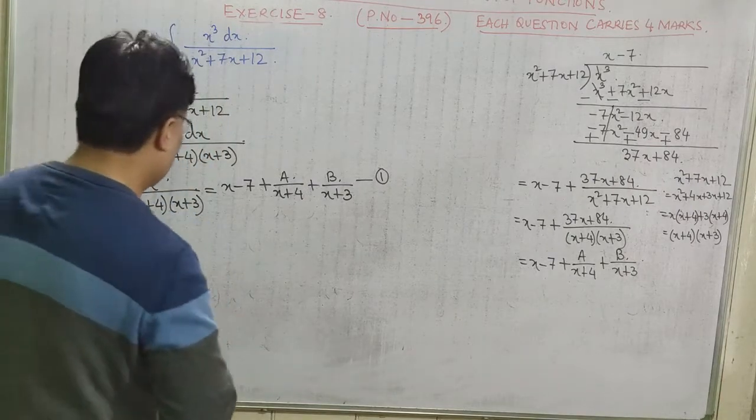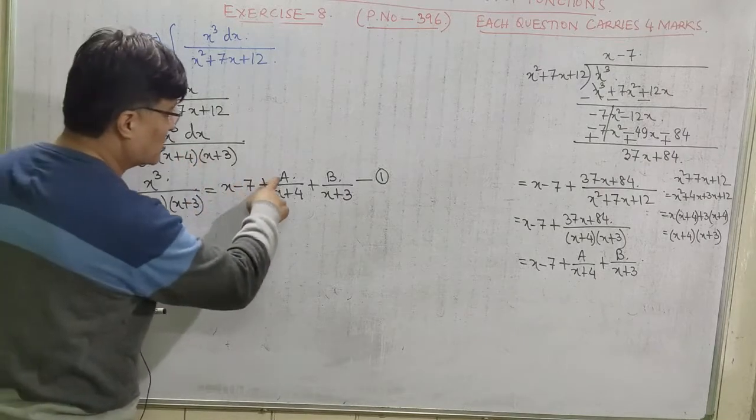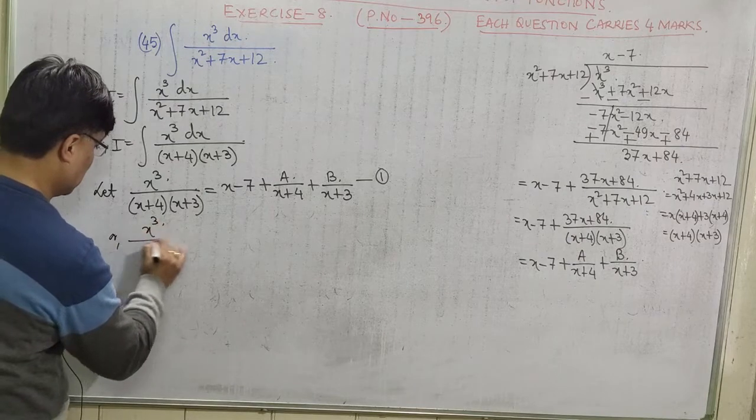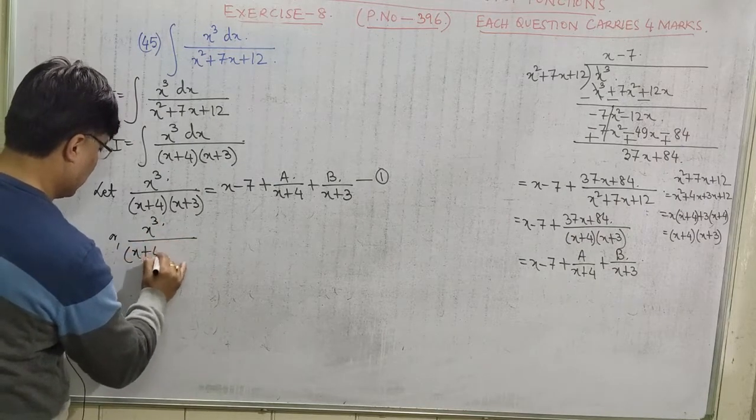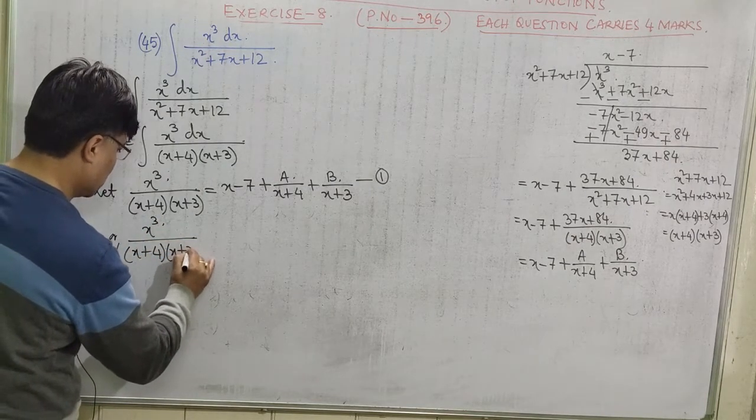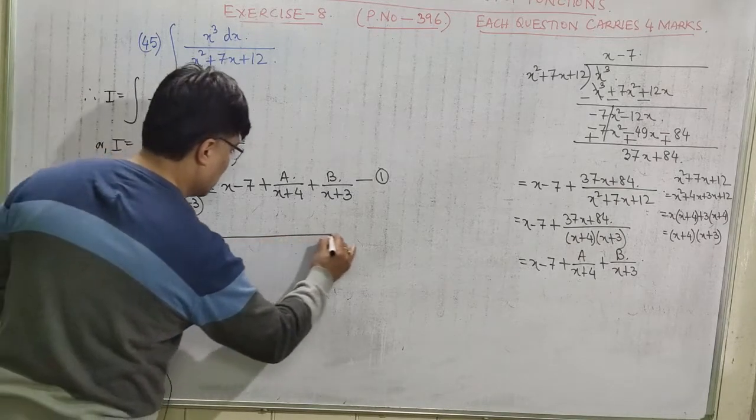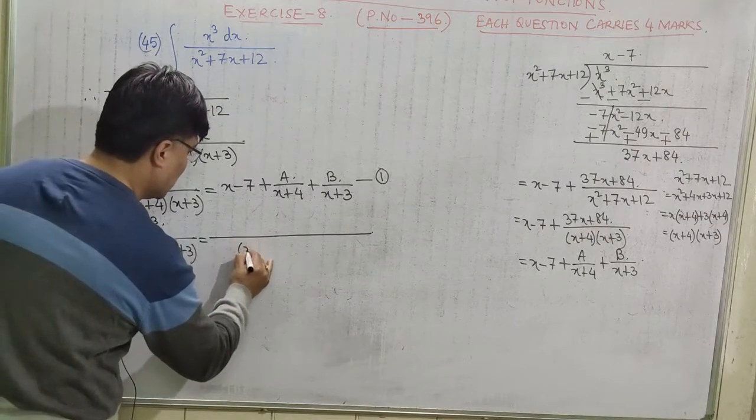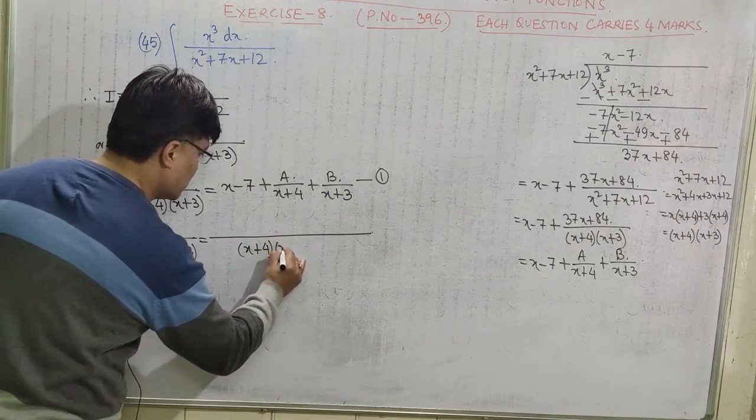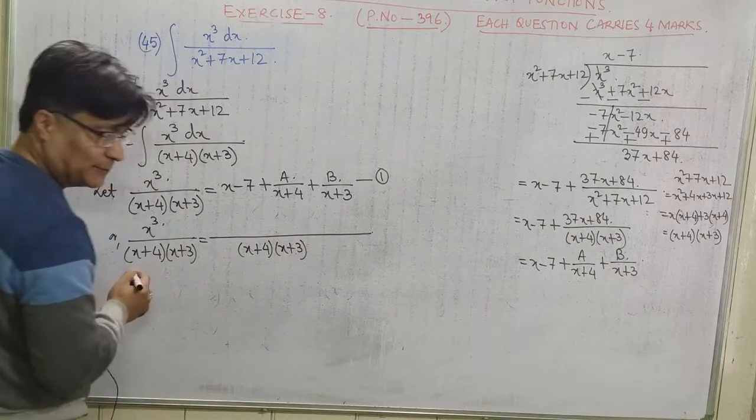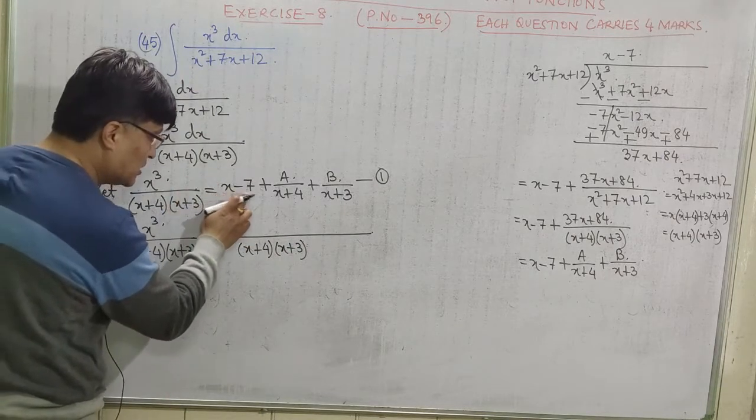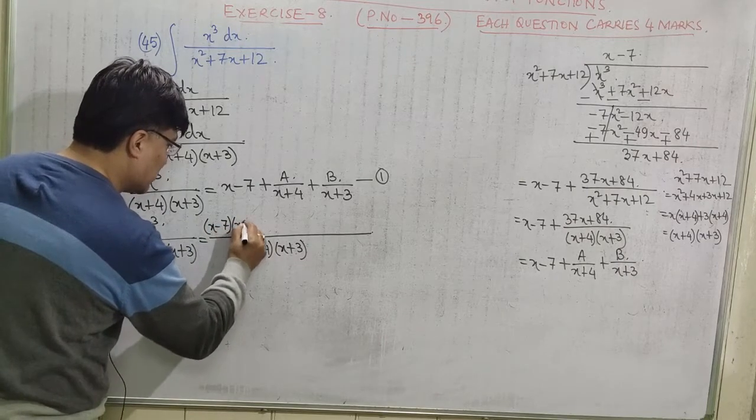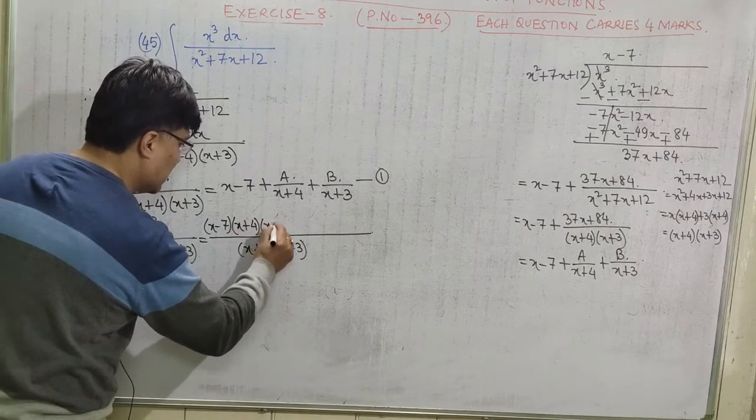Now we have to get the values of these constants A and B. So x cube divided by x plus 4 into x plus 3 is equal to, what is the LCM here? It is x plus 4 into x plus 3. So the numerator has x minus 7, which should be multiplied by this LCM, x minus 7 into x plus 4 into x plus 3. Understood now?